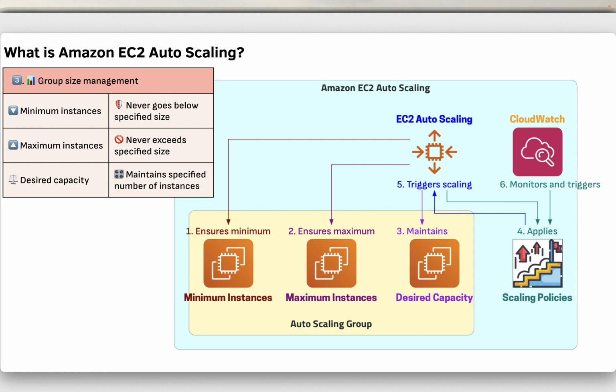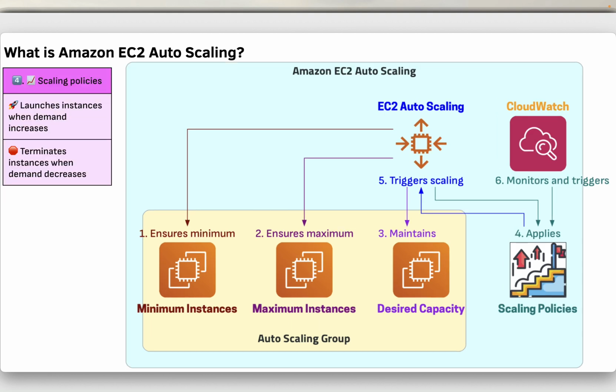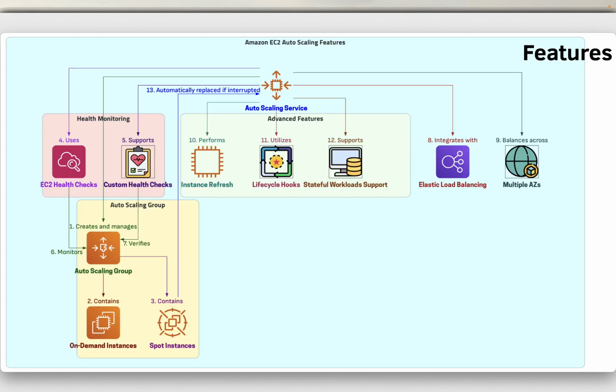It ensures that your group never goes below the specified minimum number of instances. It guarantees that your group never exceeds the specified maximum number of instances. It maintains the desired capacity of instances, which you can set when creating the group or adjust at any time. With scaling policies, Amazon EC2 auto scaling dynamically adjusts the number of instances. It can launch new instances when the demand on your application increases. It can terminate instances when the demand on your application decreases.